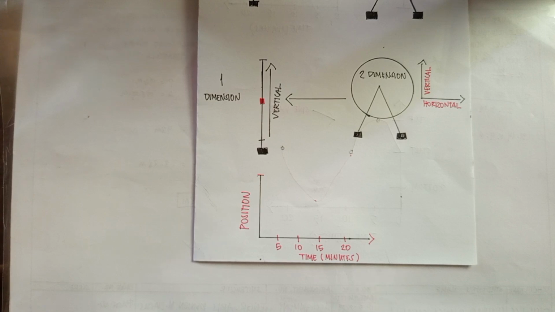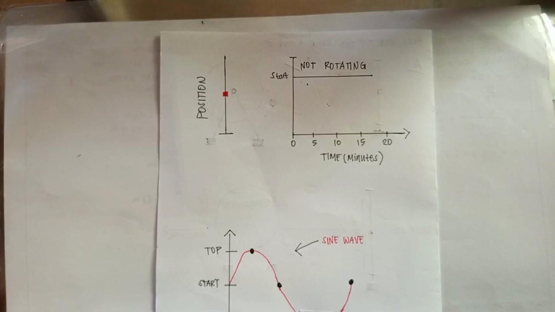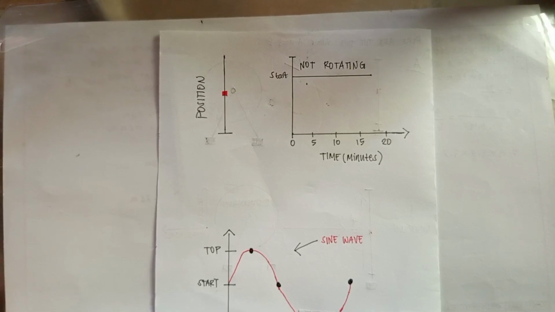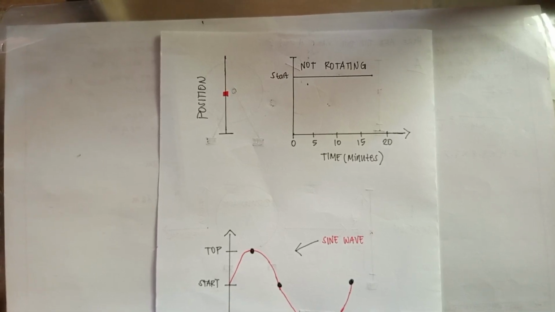On the position versus time graph, the minutes mark first. If the giant wheel is not rotating, no matter how much time passes, the red square stays at the same position. Notice, as time passes, the position stays the same, so all you get is a horizontal line, again showing no movement.